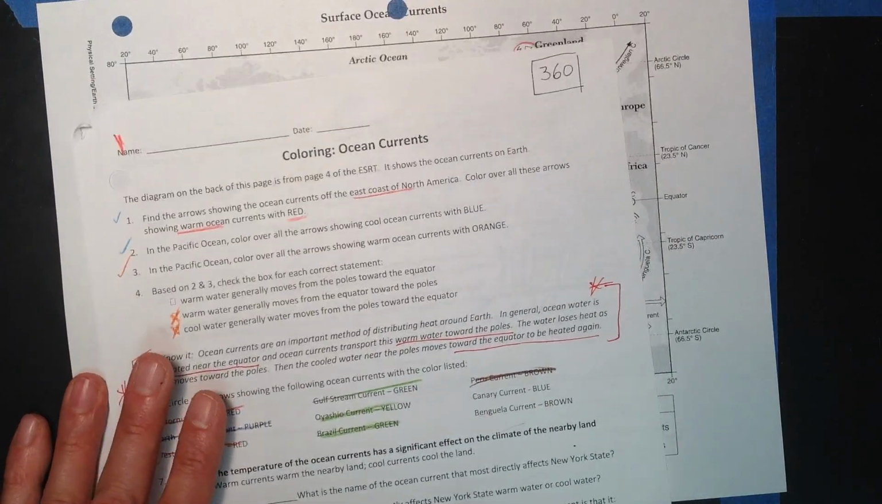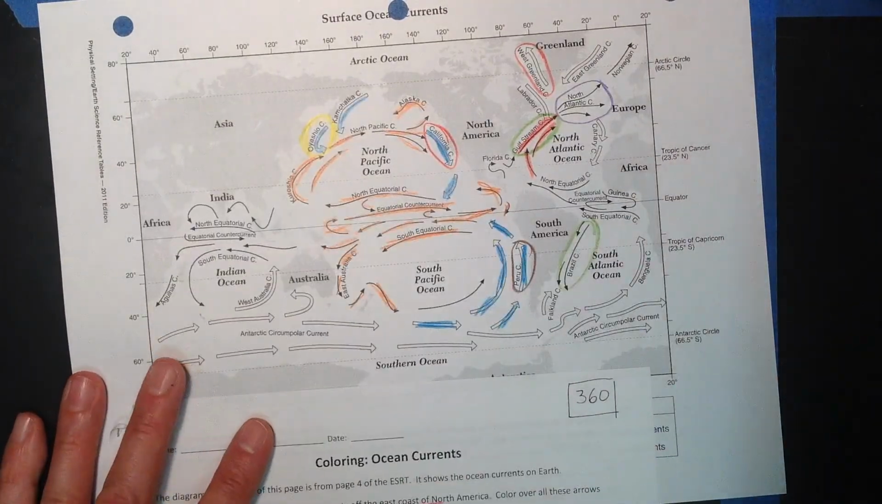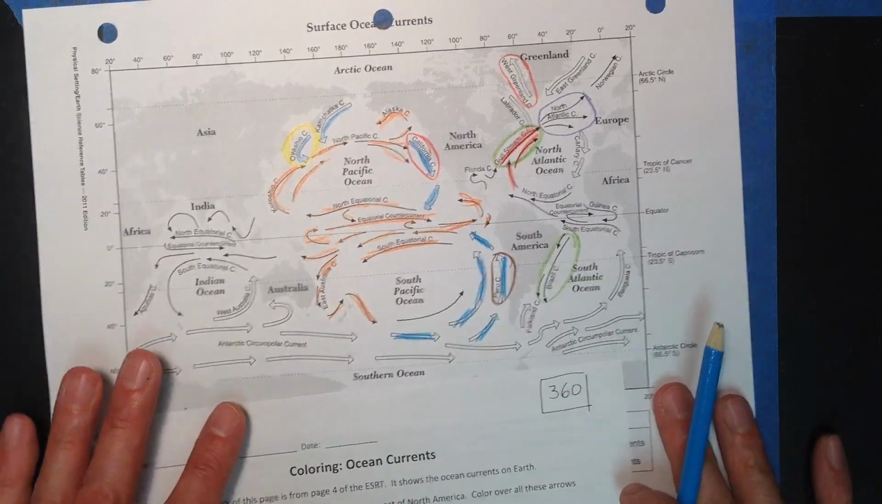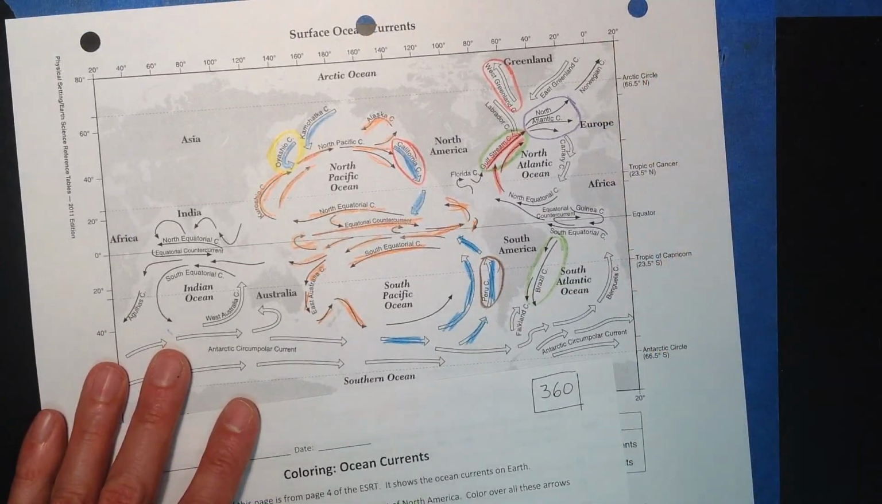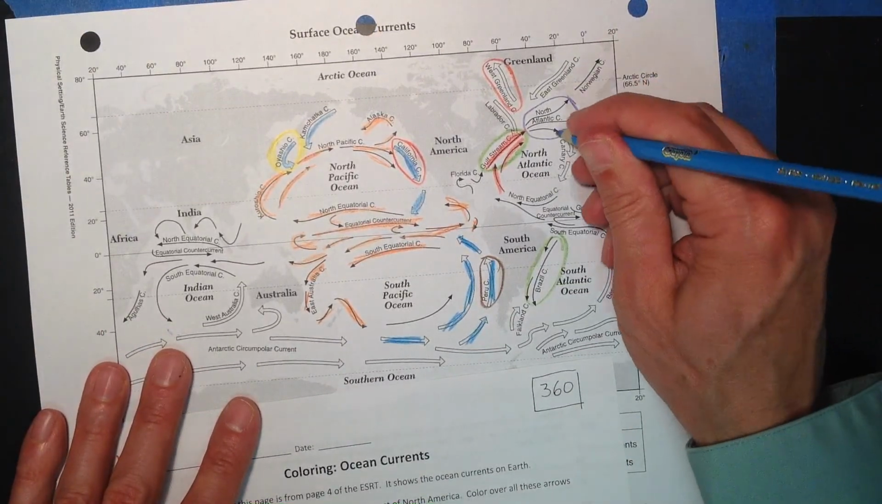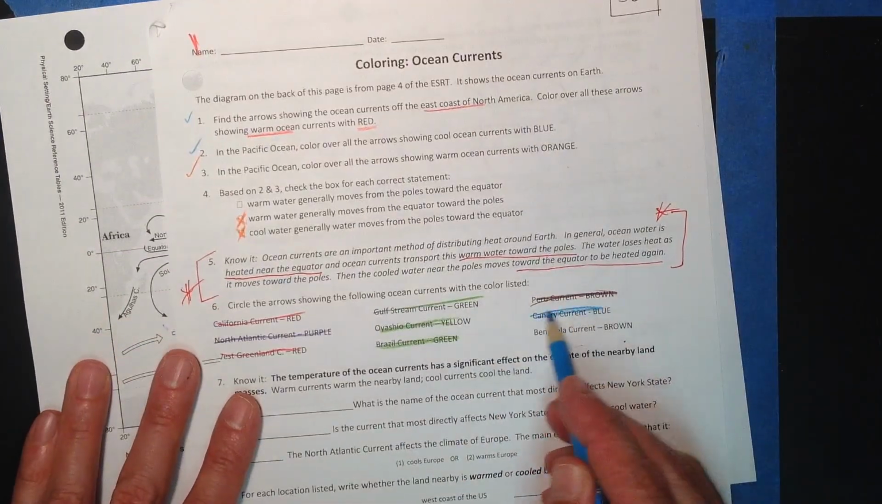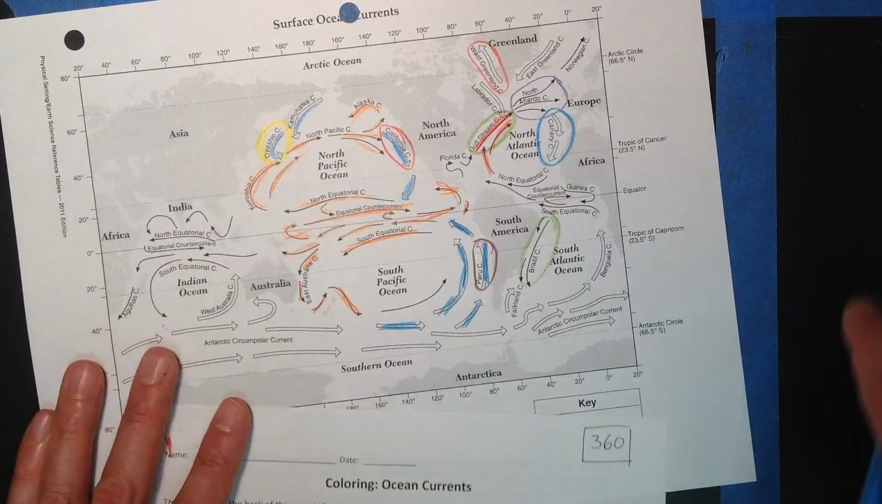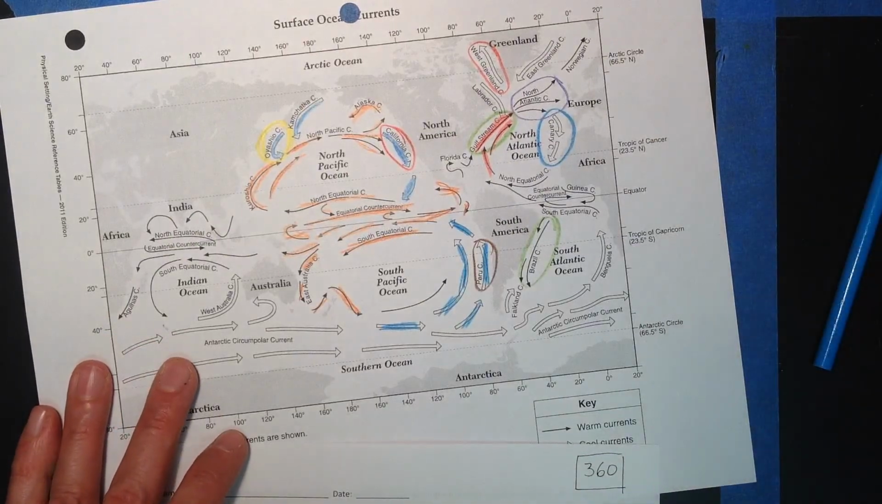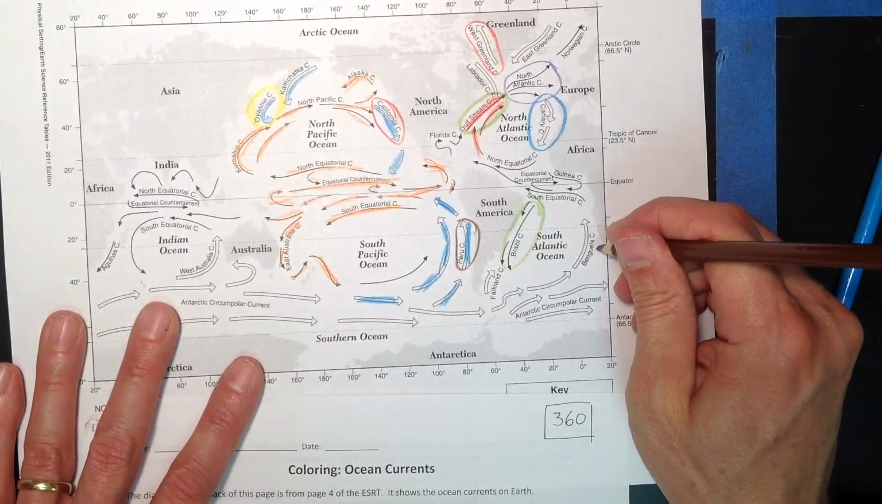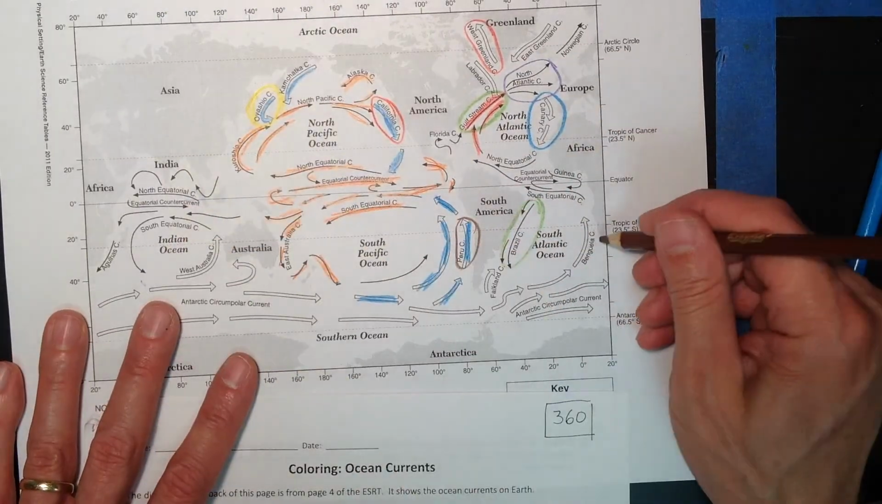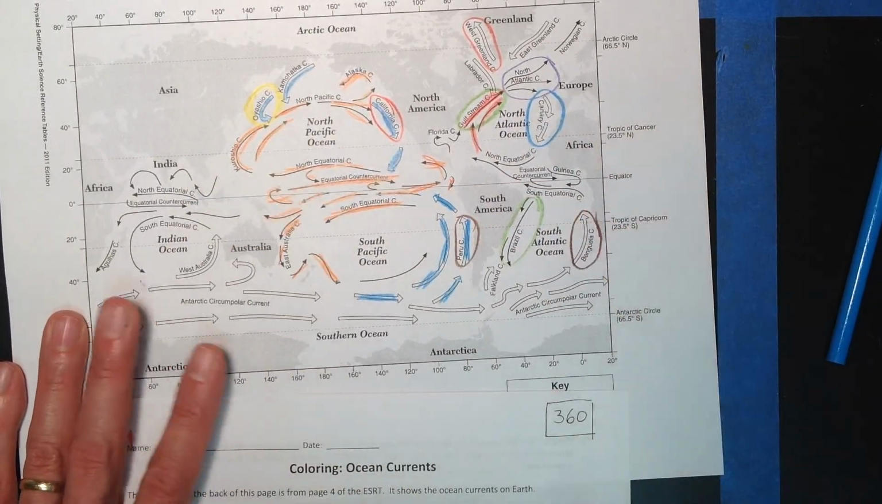Canary Current, blue. Okay, right here. That blue doesn't work. Canary Current right there with blue. Cross that out. And the Benguela Current with brown. So it will involve for you a lot of looking around, but they're all named. So there we go. That's that.